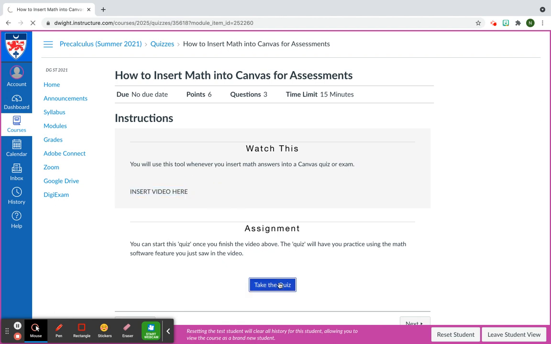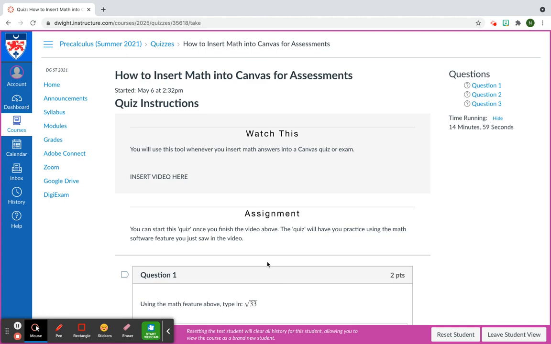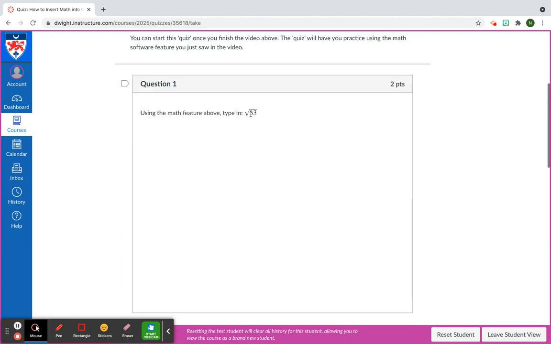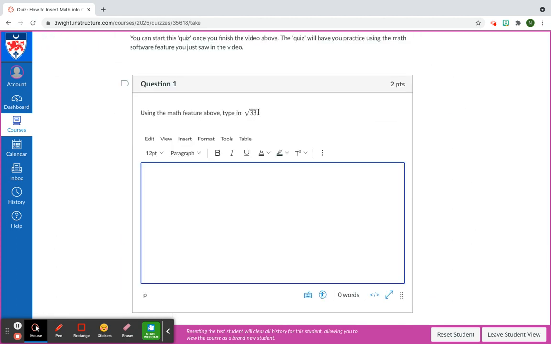And so, let's go ahead and take this quiz. If you look, it says using the math feature above, type in the square root of 33. I will have to go back and fix that because in the student view, it looks like it is indeed below. If I try to type in an exponent here, like x squared, it ends up looking really messy and doesn't flow nicely mathematically. If I try to type in a fraction like 1/2, it has those sideways fractions, which aren't very helpful.